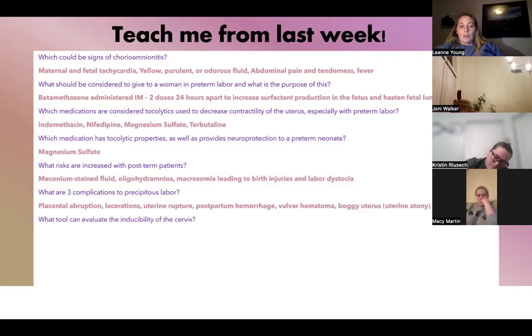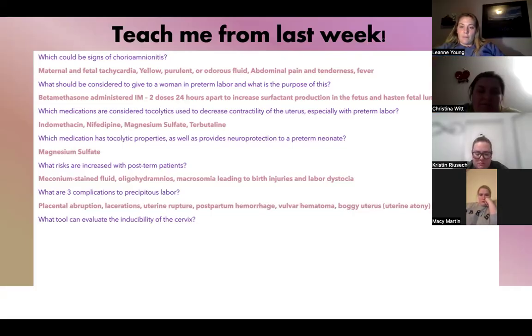What tool do we use to evaluate the inducibility of the cervix? Is that the scale? Like over 8 is favorable, under 4 you have to give more time or medication. Yes, this is a Bishop score.